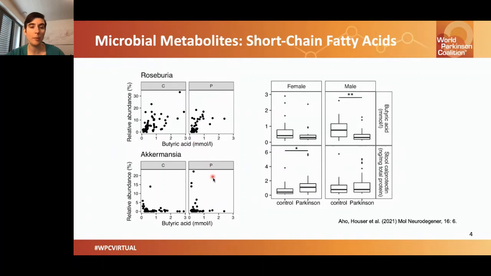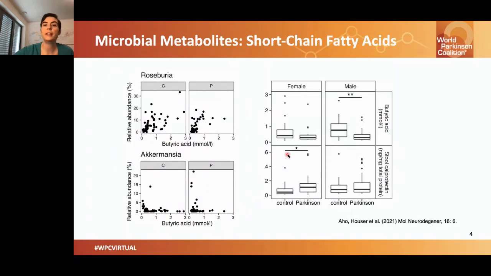On the other hand, Akkermansia here is almost entirely absent from patients who have high, or controls who have high, butyric acid levels. Akkermansia is important because it can degrade mucus, which is a component of the gut barrier, and it can then lead to an increase in gut permeability, which could lead to harmful molecules escaping the gut. Such a decrease in gut barrier function has been seen in Parkinson's. On the other hand, SCFAs help maintain a healthy gut barrier.